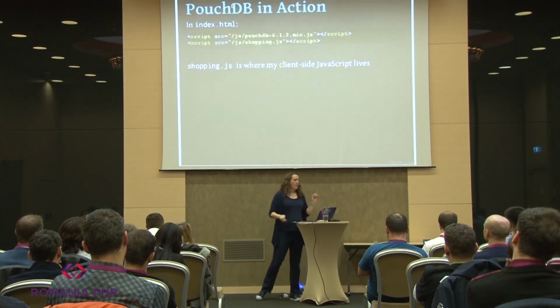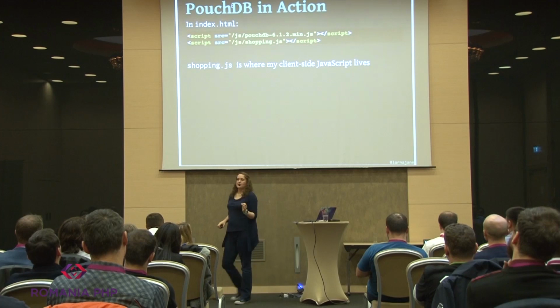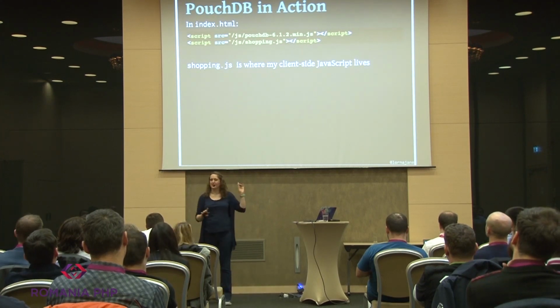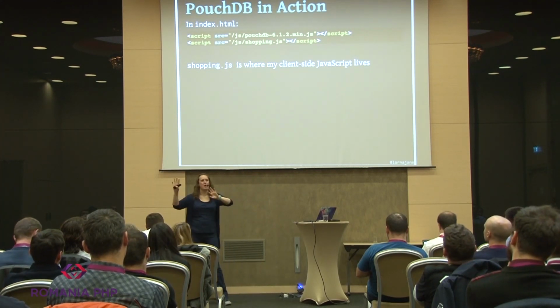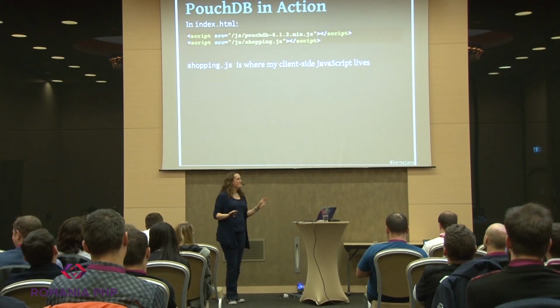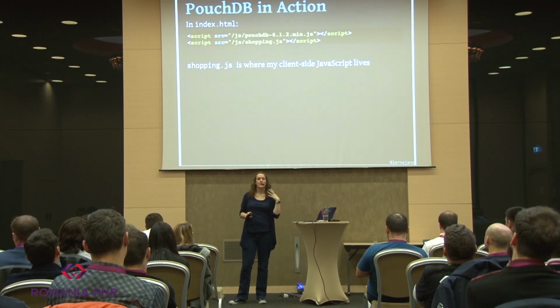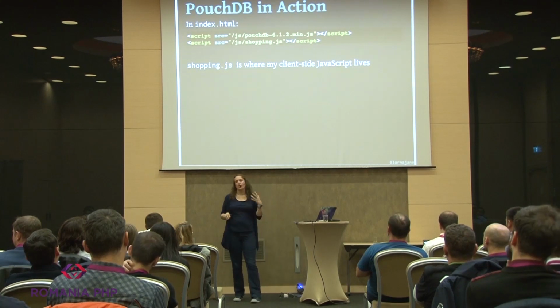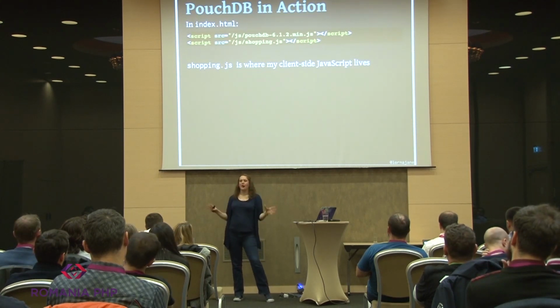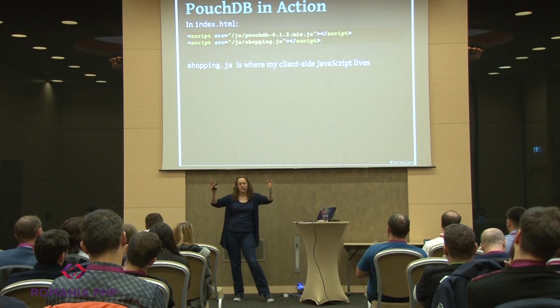So all I've got is index.html, and if you look at the GitHub project, it's literally just some index.html. I've copied some layout from somewhere. I've got PouchDB as a dependency, and I've got shopping.js, which is where all my code is. Now you can easily imagine what this code does, right?